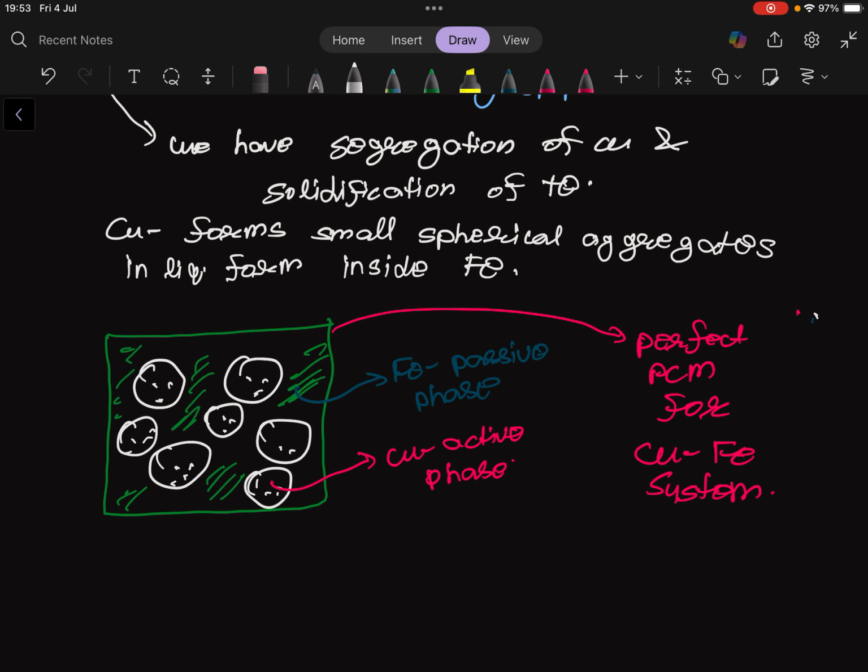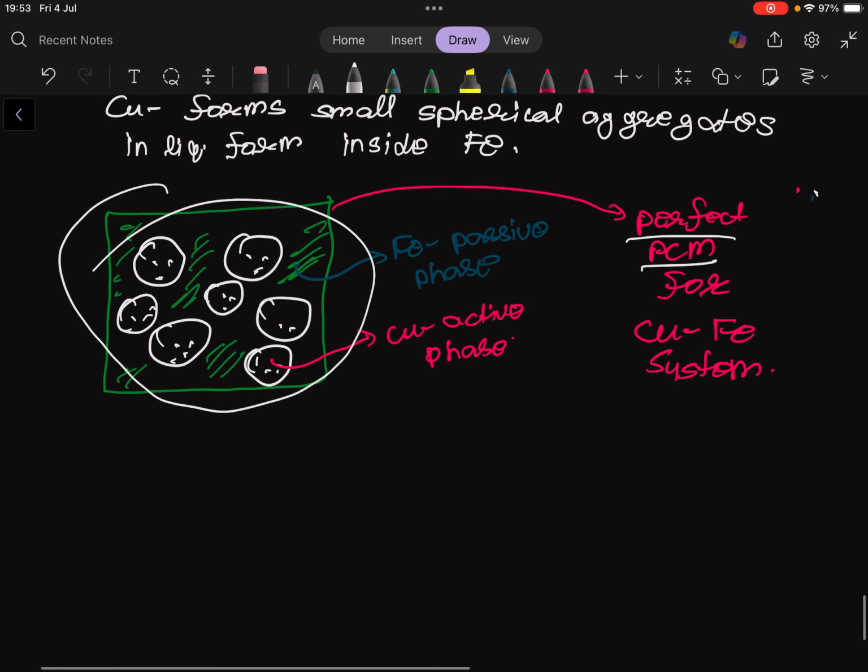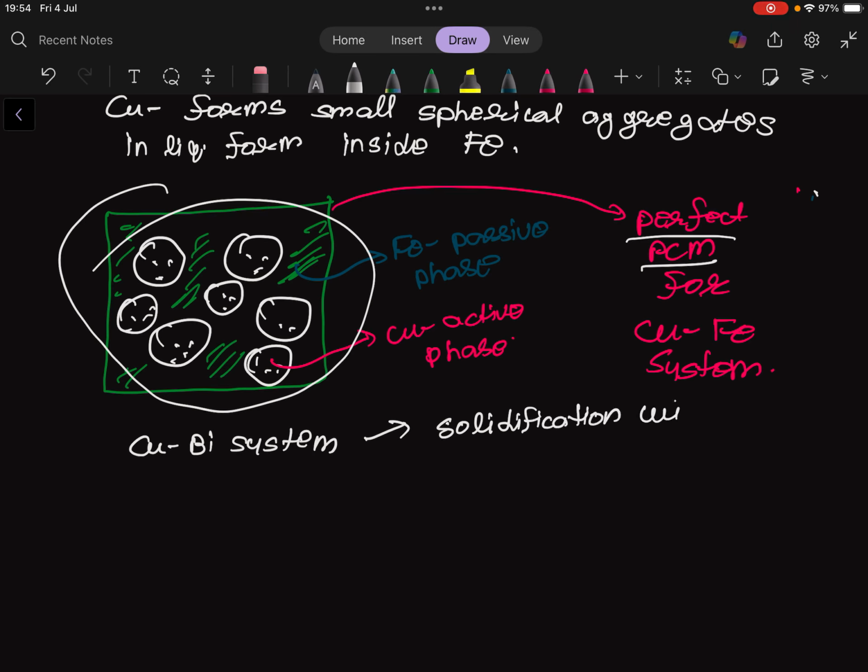Now the problem is that it doesn't work like this for most materials when obtaining the perfect PCM in this fashion. In the copper bismuth system, the solidification will start from copper dendrites. So in this case, instead of spherical aggregates, we are going to get copper dendrites.